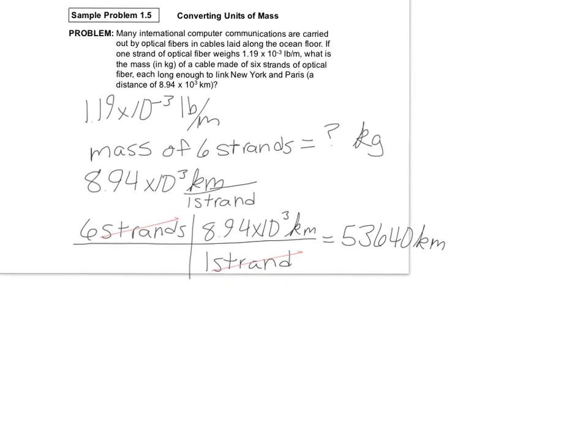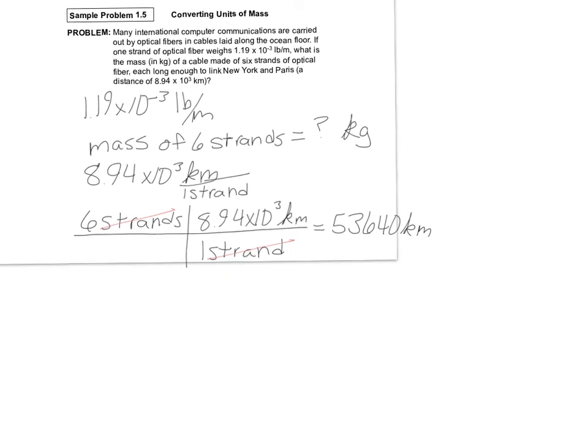So now I'm going to shrink this up a little bit so I can have some more room to write there. And I'm going to start another T, right? So far I've figured out that I've got 53,640 kilometers. And I need to convert that to kilograms. Now, I have to ask myself, do I have a conversion factor that will get me from units of length to a unit of mass?